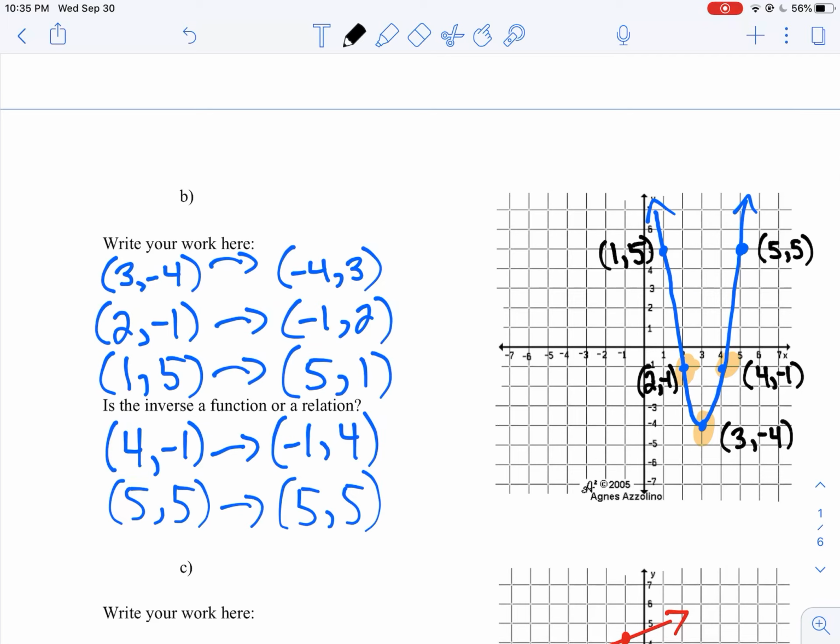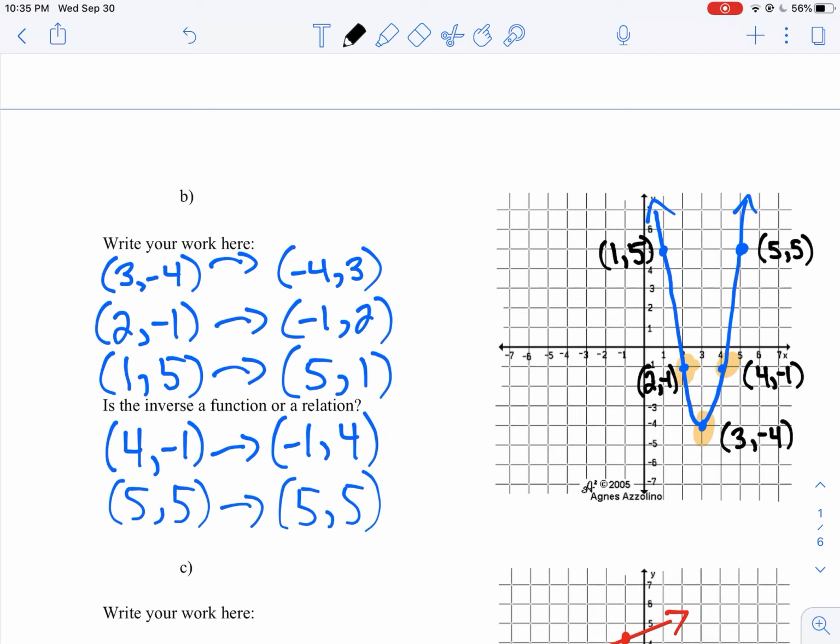So I took these coordinates and I swapped them out. Up here I have my x, y. I swapped them out, y, x. Creates my inverse. And now I've got 5 new points, which I'm going to graph. I've got -4, 3. Going to go up. -4, 3. -1, 2. 5, 1. -1, 4. And then 5, 5. So 1, 2, 3, 4, 5.